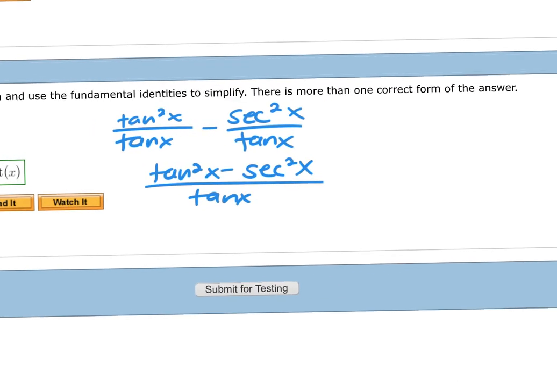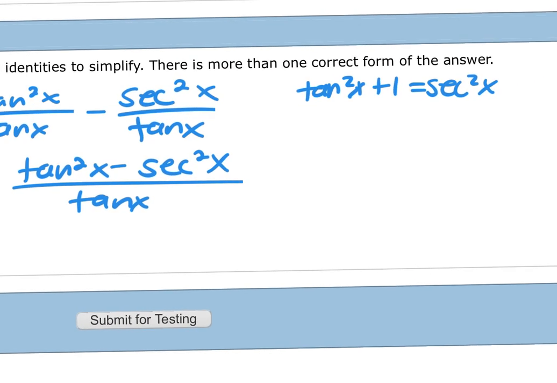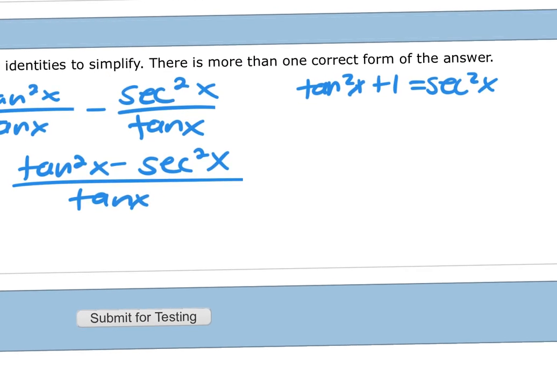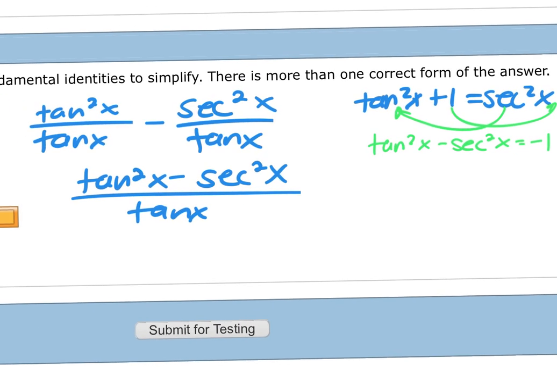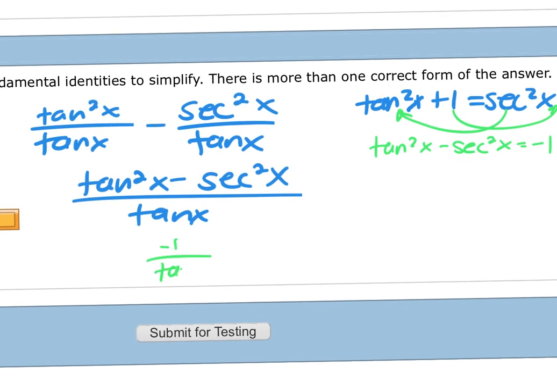Good. But I don't understand why it's negative. It's -1, right. So it says tan squared x plus 1 equals secant squared x, right? That's your Pythagorean identity. Yeah. So if you move the secant to the side with the tan, then the 1 has to go to the other side. Oh, okay, that makes sense. So then it's -1 over tan x.